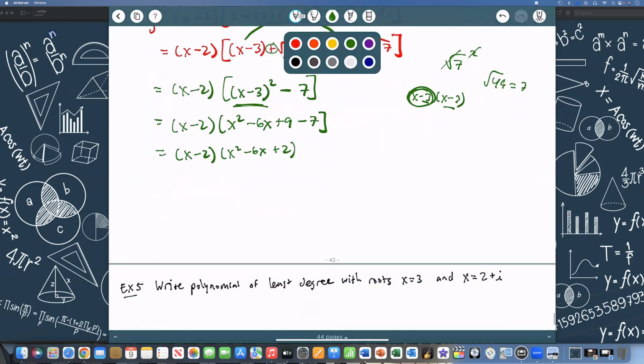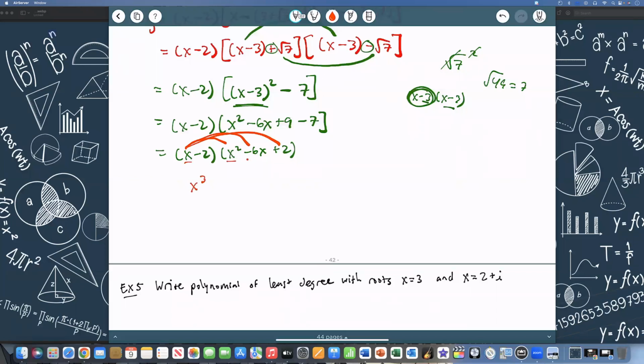Okay, so we can multiply this out and we'll have our final answer. I'm going to do this horizontally just to get practice with both the box and horizontal. I recommend doing the box, especially if you're having trouble or making mistakes with the multiplying. So x needs to go to all 3. Okay, so x times x squared is x cubed. X times negative 6x is negative 6x squared. And x times 2 is just a 2x. Okay, so that x in orange goes to all 3.